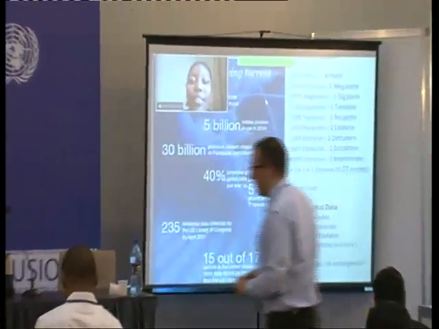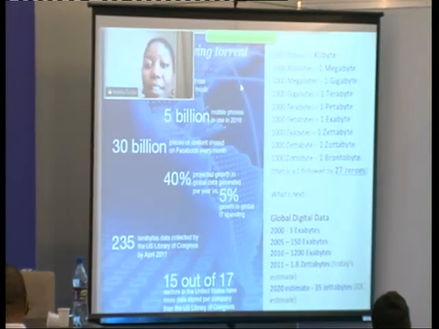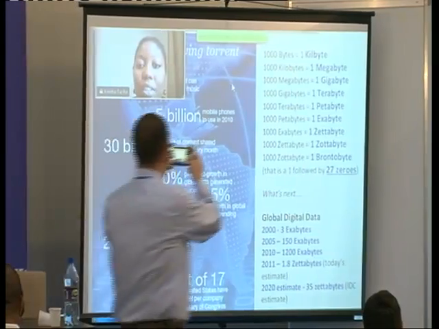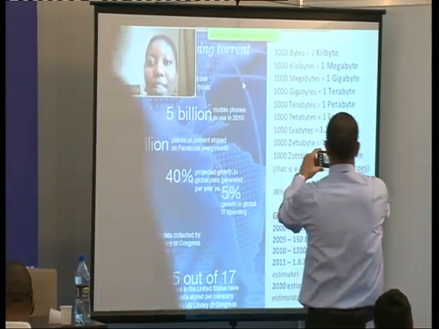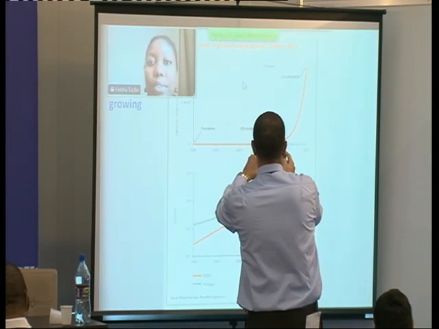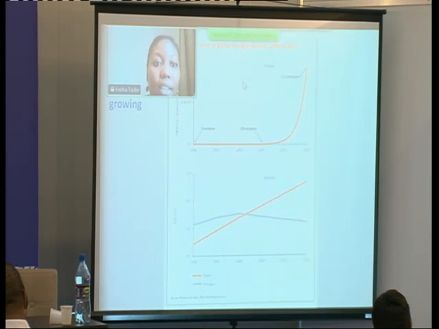The amount of data in the world is growing. We've gone from kilobytes to zettabytes. That's one followed by 27 zeros. And it's estimated to grow to 35 zettabytes by 2020. With this, storage capacity is also growing, in large part because of cloud computing.